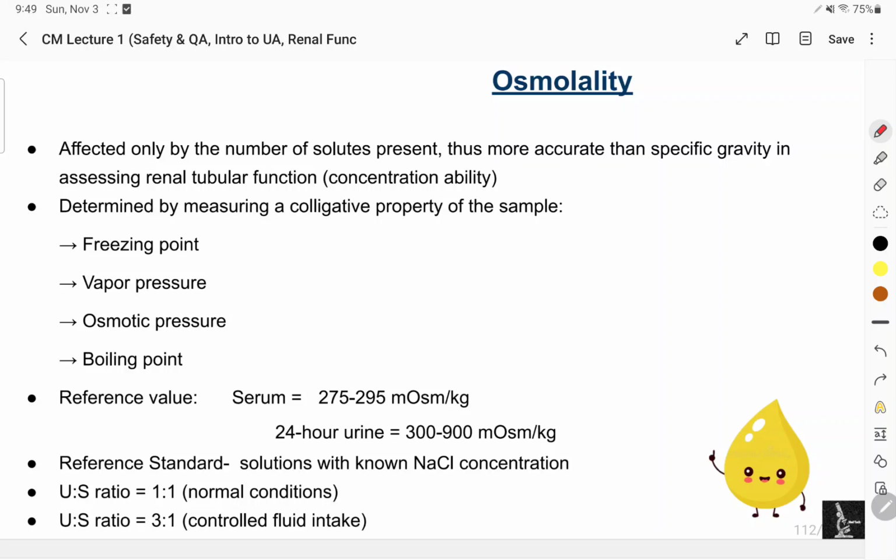So for example, if the patient has diabetes insipidus, it is less than 200, right? And if there is fluid deprivation, it is less than 400 only. So we can really see that here. And the reference standard for osmolality is the use of sodium chloride concentration. And we will learn more later during the introduction to urinalysis.